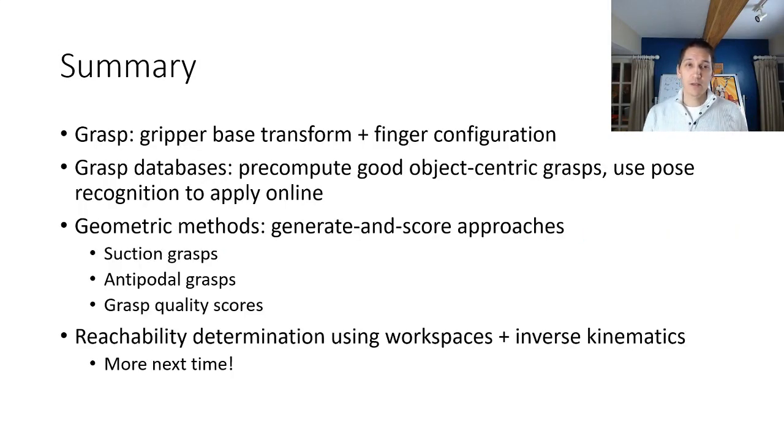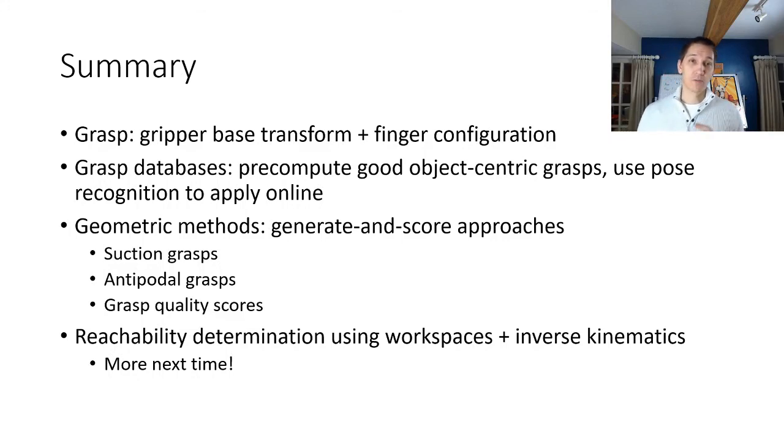So in summary, we talked about grasps and grasp spaces. The grasp spaces consist of the gripper-based transform plus the finger configuration. And what's important to note is that the grasp space doesn't tell you whether the grasp is actually going to be successful or not. That's the job of the planner and also the scoring algorithm. We talked about grasp databases, which are very versatile, and they pre-compute these good grasps offline and then reuse them by transforming the grasp to wherever the object is located in space.